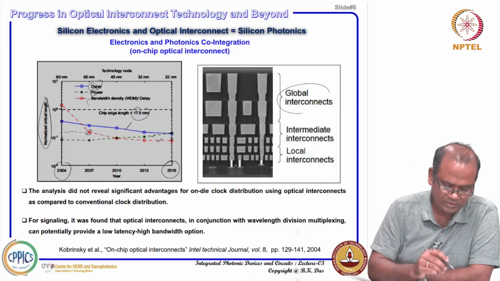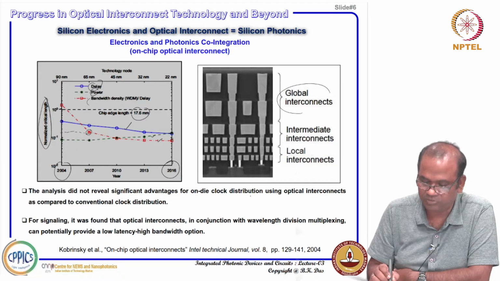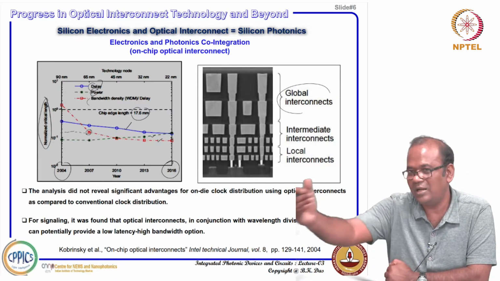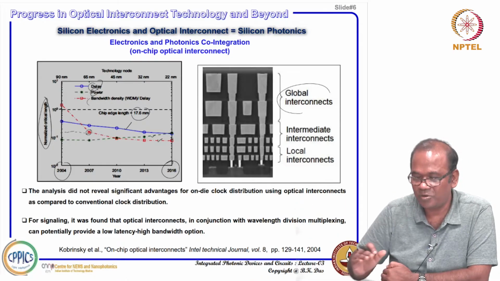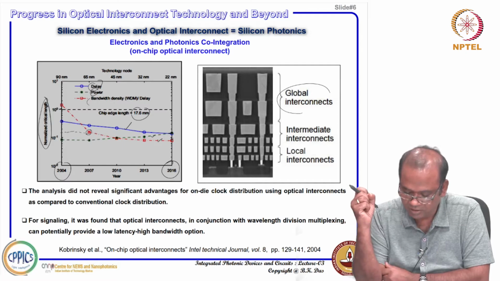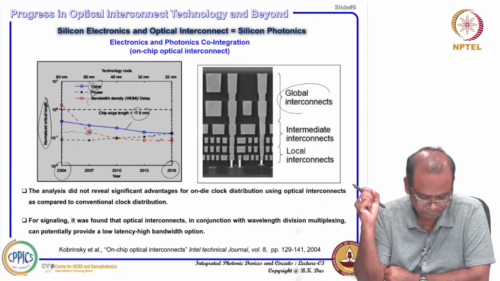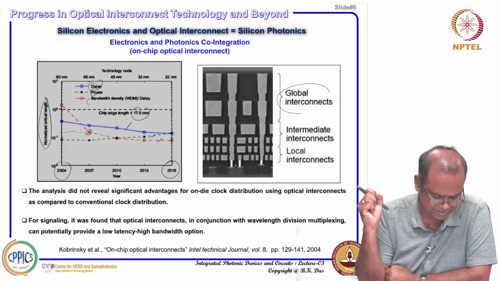But nevertheless, the analysis did not reveal significant advantages for on-die clock distribution, particularly longer length communication needed just for clock distribution, because you need to send the clock signal for a longer distance to recover the data, right. Clock data recovery, you needed that.